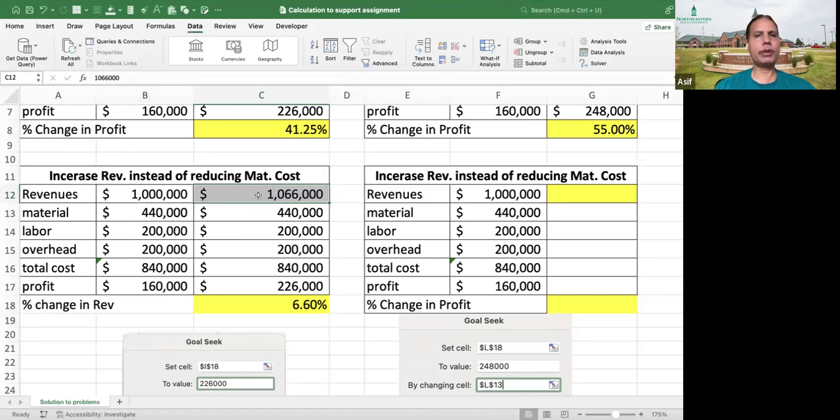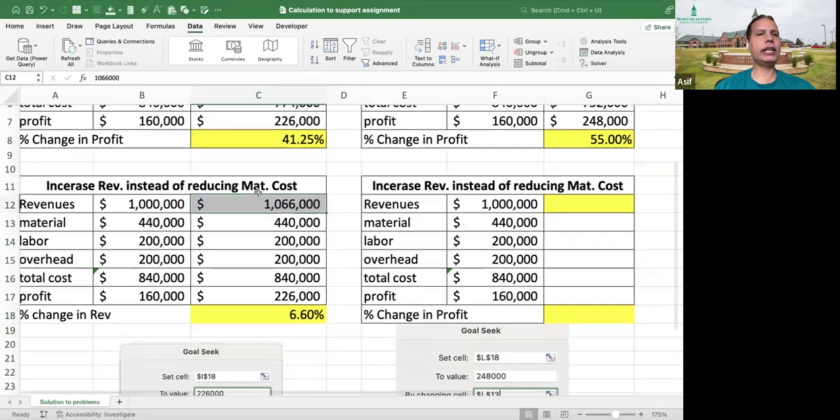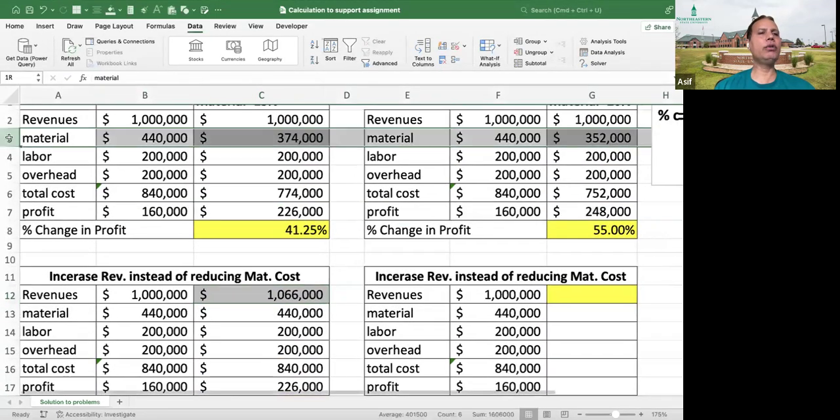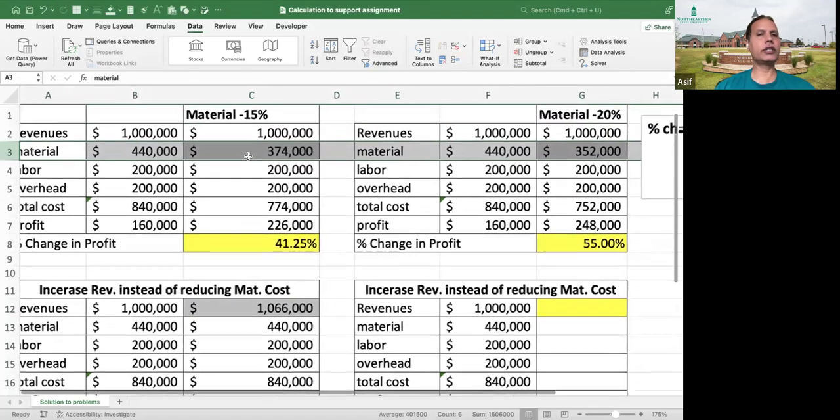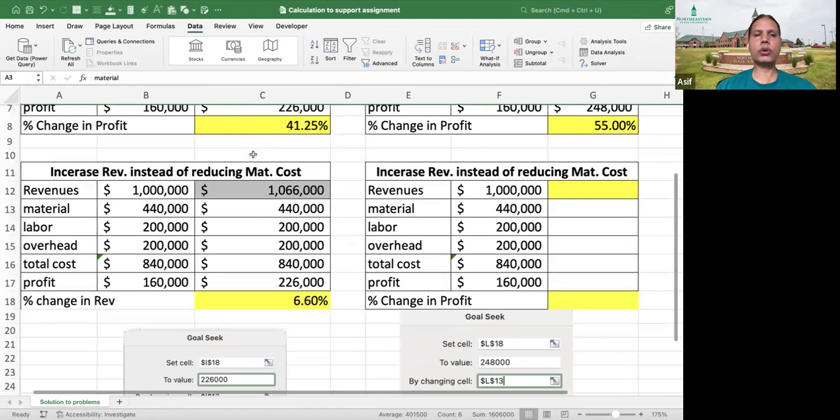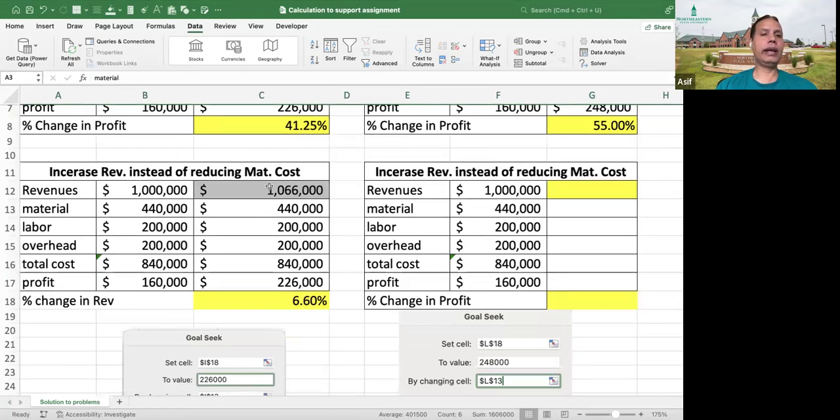So this supply chain management problem is giving us two options. One option is that you reduce your material cost by 15%. The other option is that if you are unable to do so, then you can use another route, which means increasing your revenues. And in this case, it would require an increase of 6.6%. And because it's a very big value, it's in millions, while all other values are in thousands. So 440,000, 200,000, 200, and this is in millions. So making this change, that is 66,000, would mean exactly the same effect that a cost reduction of 15% brings.